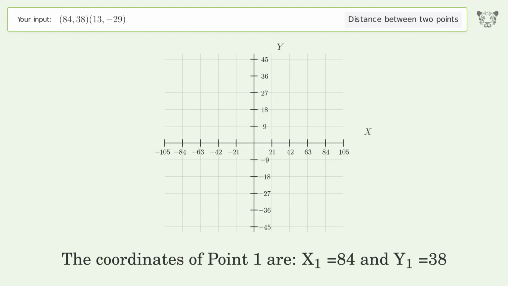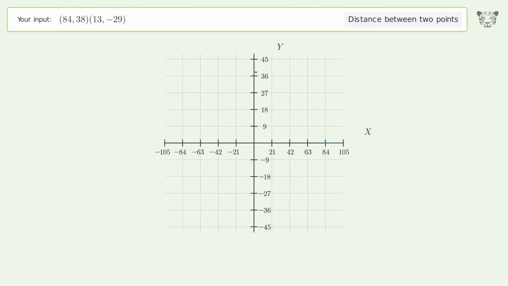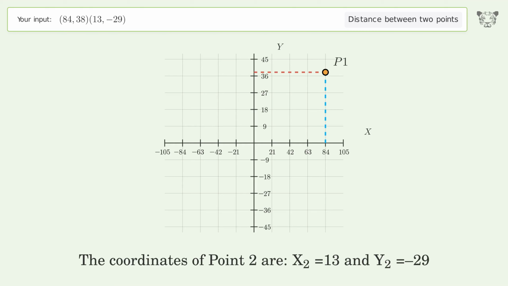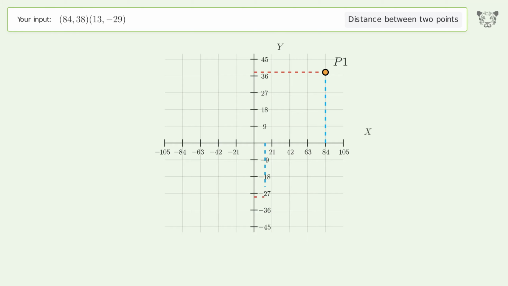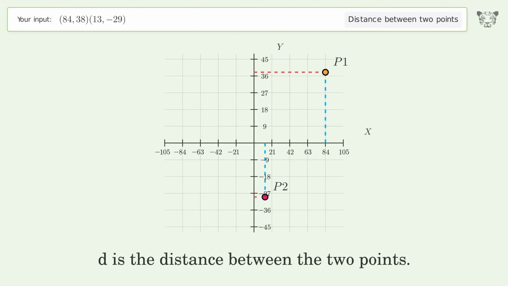The coordinates of point 1 are x1 equals 84 and y1 equals 38. The coordinates of point 2 are x2 equals 13 and y2 equals negative 29. D is the distance between the 2 points.